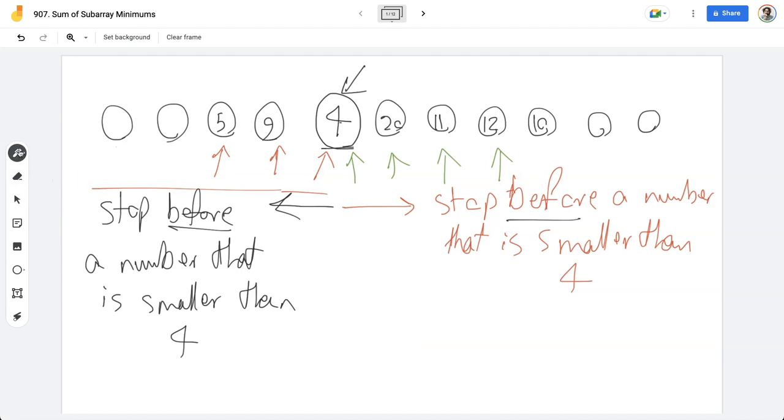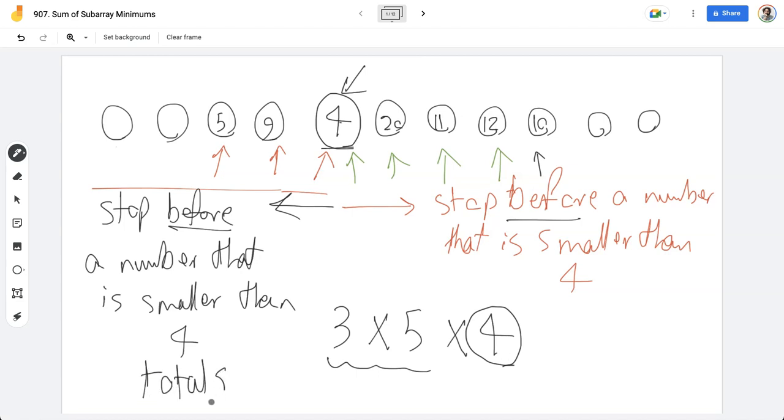Okay. Yeah, it's going to be 3 times 1, 2, 3, 4, and 5. Yeah, 5 times the 4 itself. So this is the number of subarrays that include 4, and 4 is the minimum in them, times the 4 itself, the number, the minimum. So total sum is going to be plus equal to this amount.